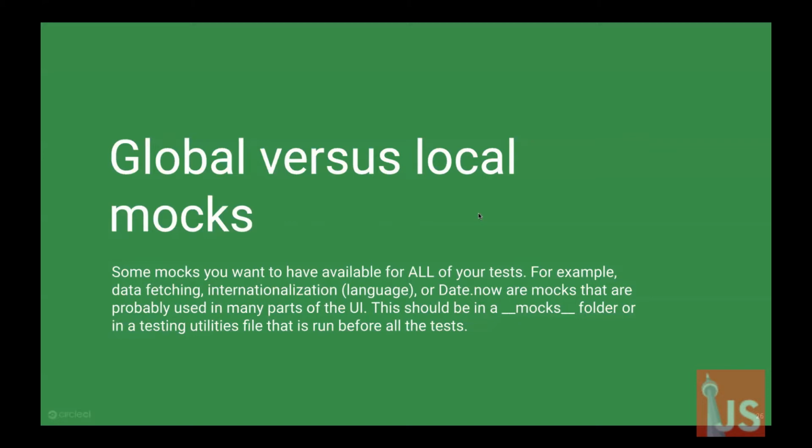There's also this idea of global versus local mocks. There are some mocks you want available for all of your tests, for example data fetching or internationalization. If you're using React Intl throughout your entire app, you'll probably want to make that a module that's automatically mocked for all of your tests. Those should be in a double underscore mocks folder. That's not just a coding convention, that's a Jest thing. That's where people put mocks that should be used throughout the entire app or that entire folder, depending on where the mocks folder is.